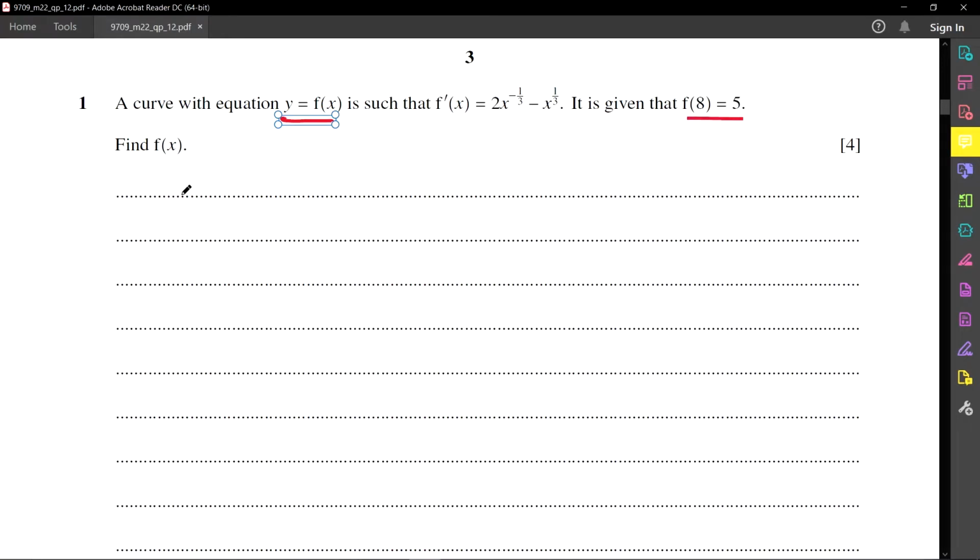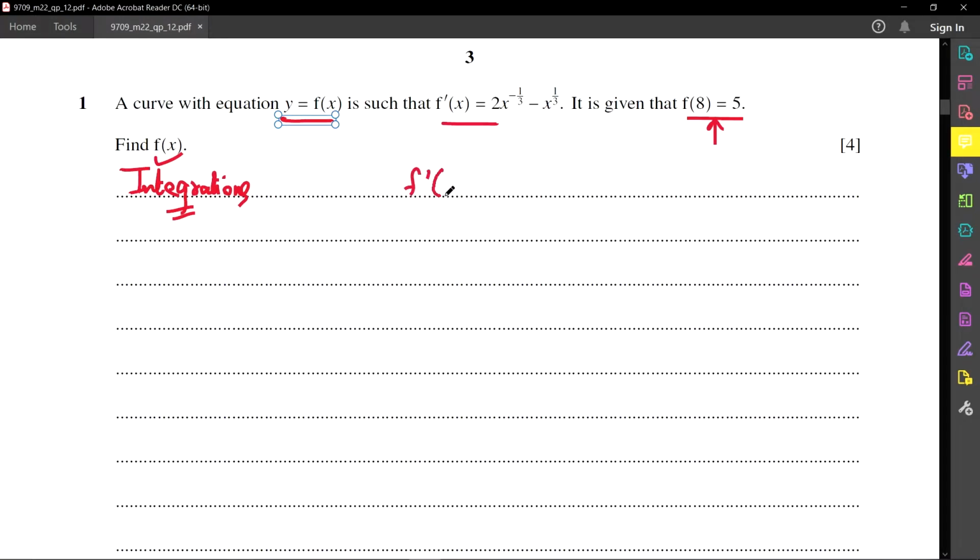Find f of x. So when you work on every question, you have to understand which particular concept this question relates to. Here the differentiation is given to us and you're given one condition. We have to find f of x, which is nothing but finding the equation of the curve. So this is purely integration. You need not write this on your paper, but you have to understand that this question is particularly from integration. Now let's see how we can solve this.